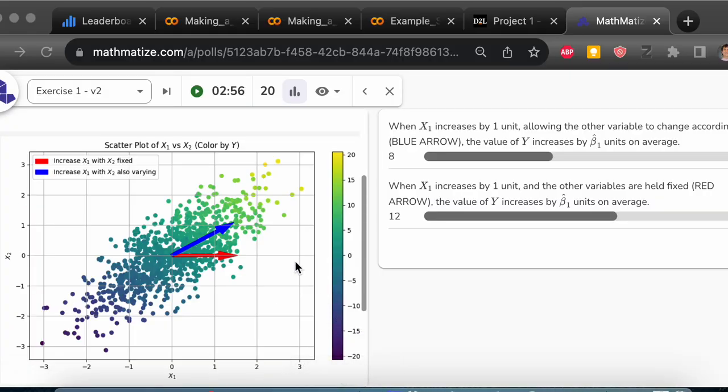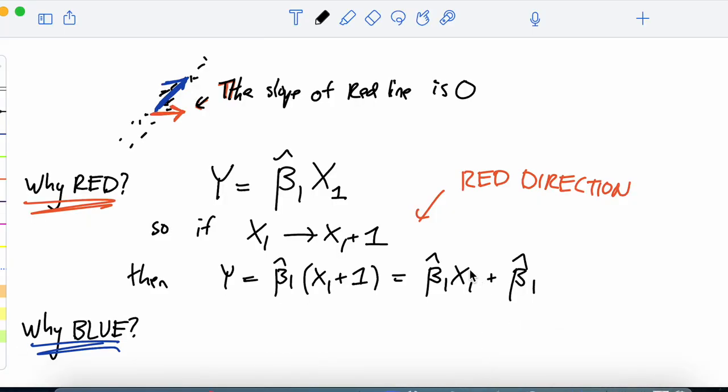Yeah? Because the slope of x1 is dependent on the slope of x2. What do you mean by that? What is the slope of x2 here? X1 and x2 are correlated. Yes, I agree. That was the premise of the problem. So how does that enter into what the value of beta hat 1 represents?